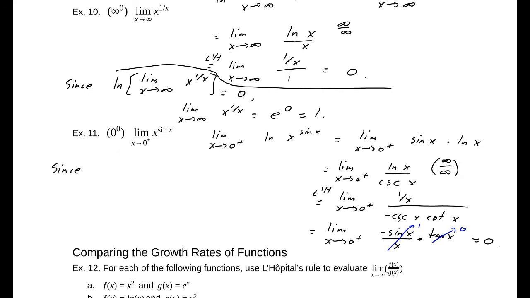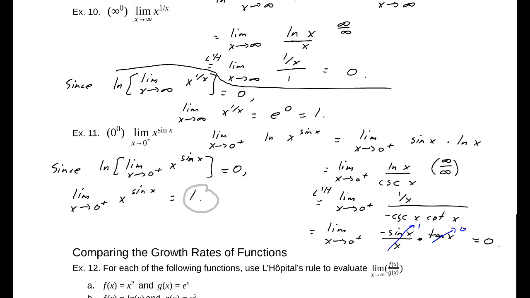So again, since the natural log of that limit equals 0, the original limit is going to be 1, which is e to the 0. So that limit is 1.